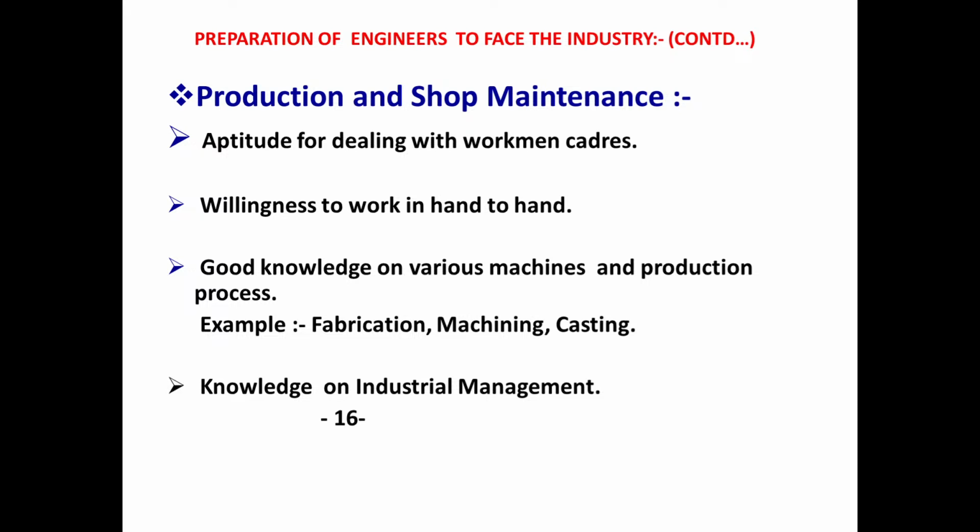Then production shop. This is another department, the production shop. In production, what happens is aptitude to work with workmen. Production means there will always be a workforce. You need not be a brilliant fellow, but you must have a good quality to manage the manpower. So aptitude for dealing with workmen.